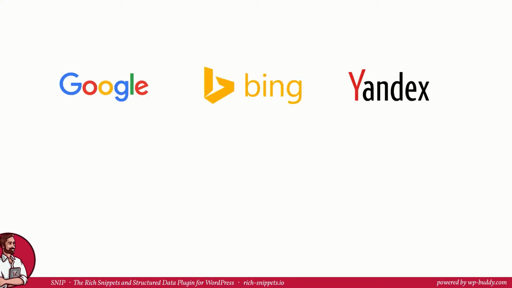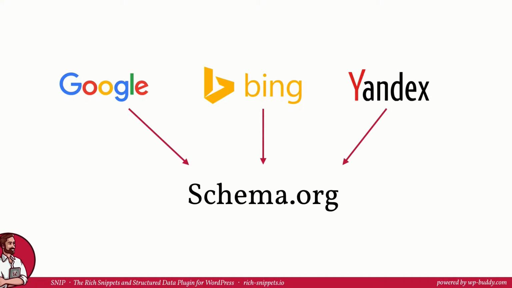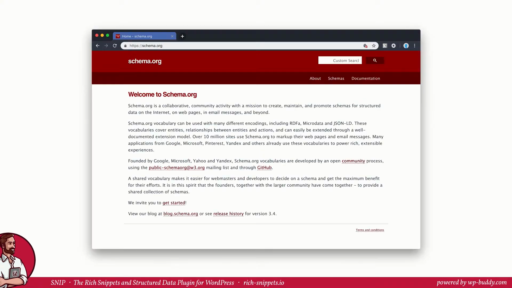All the major search engines worked together to create a standardized vocabulary. To be precise, Google, Bing, and Yandex can understand the same syntax, which makes it way easier to create structured data for all the search engines. And the base vocabulary is called schema.org. Don't be surprised by the web design. It looks like it would be from the 90s. Strangely, you can find everything you need on this website.